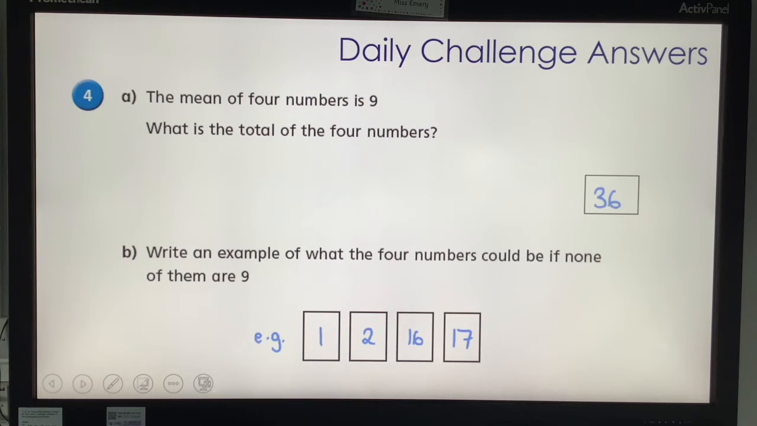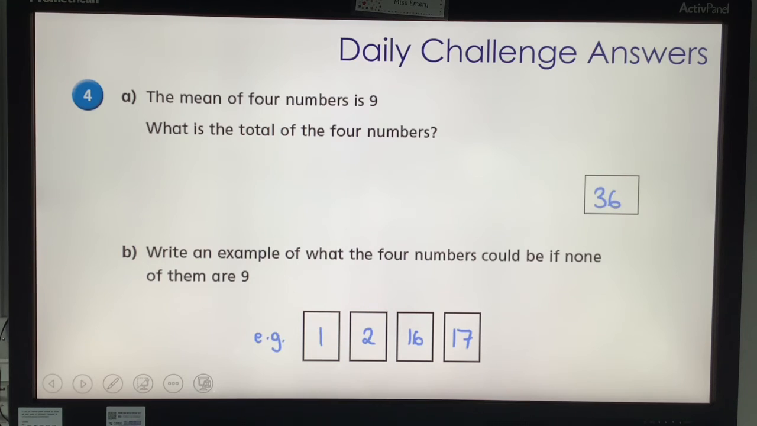So the answers. If you know the mean of 4 numbers is 9, you know that when you added all of those numbers together and divided them by 4, you got the answer 9. So what you need to do is the inverse. You need to take your mean, 9, times it by how many you had, 4, and that is the total of the 4 numbers added together, which is 36, because 9 times 4 is 36.